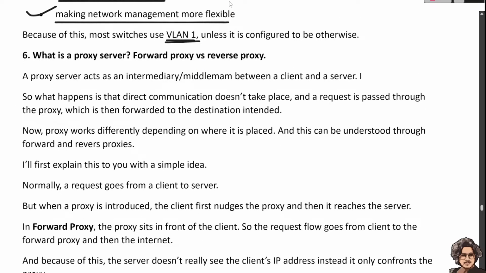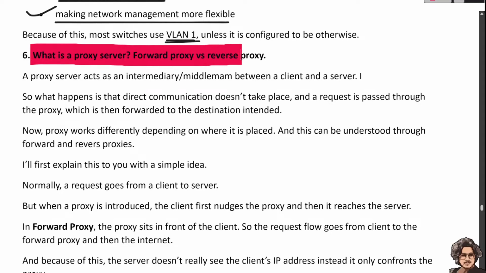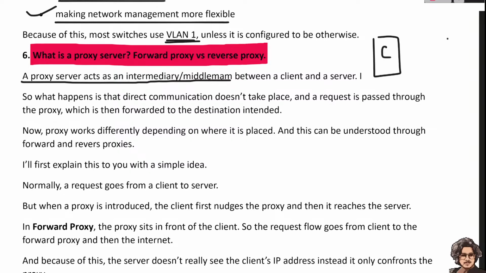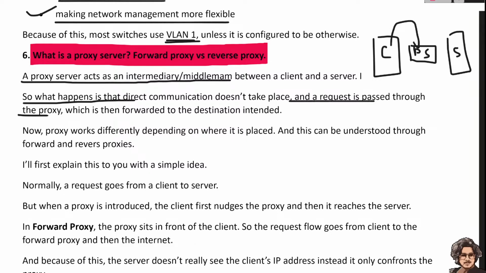The next thing is: what is a proxy server, and what are forward proxy and reverse proxy? A proxy server acts as an intermediary, a middleman between the client and the server. If direct communication does not take place, a request is passed through the proxy, which then forwards it to the destination where it is intended to go.